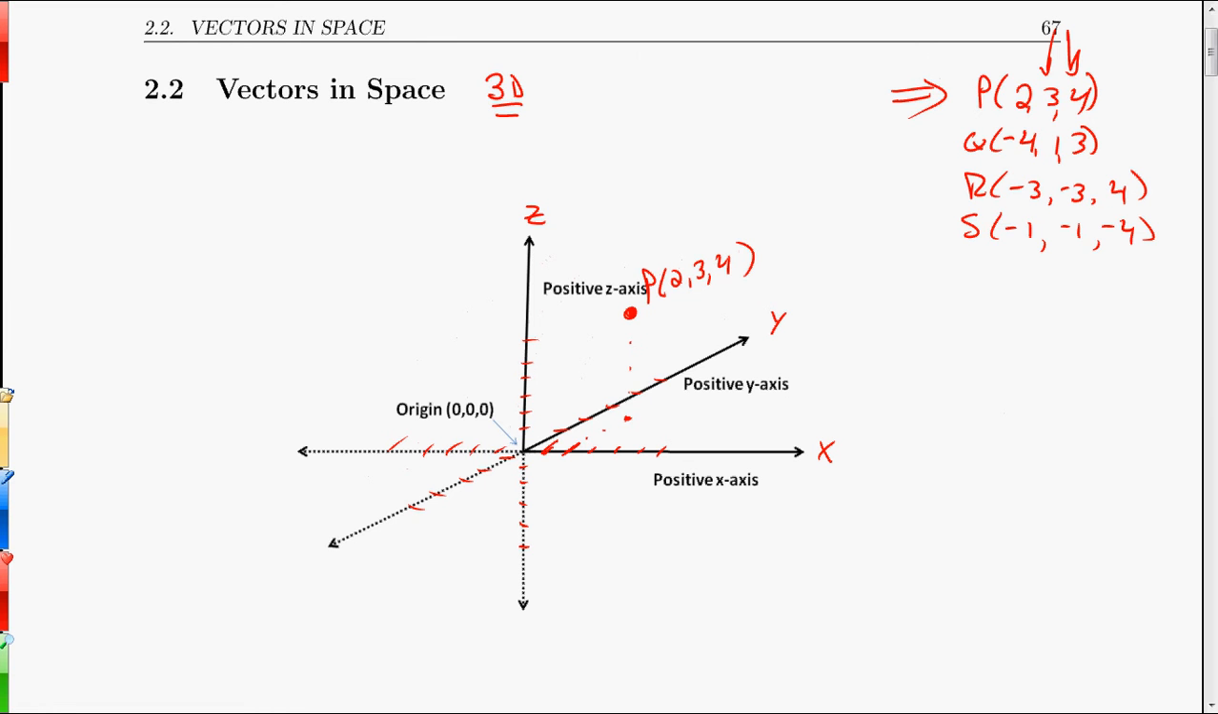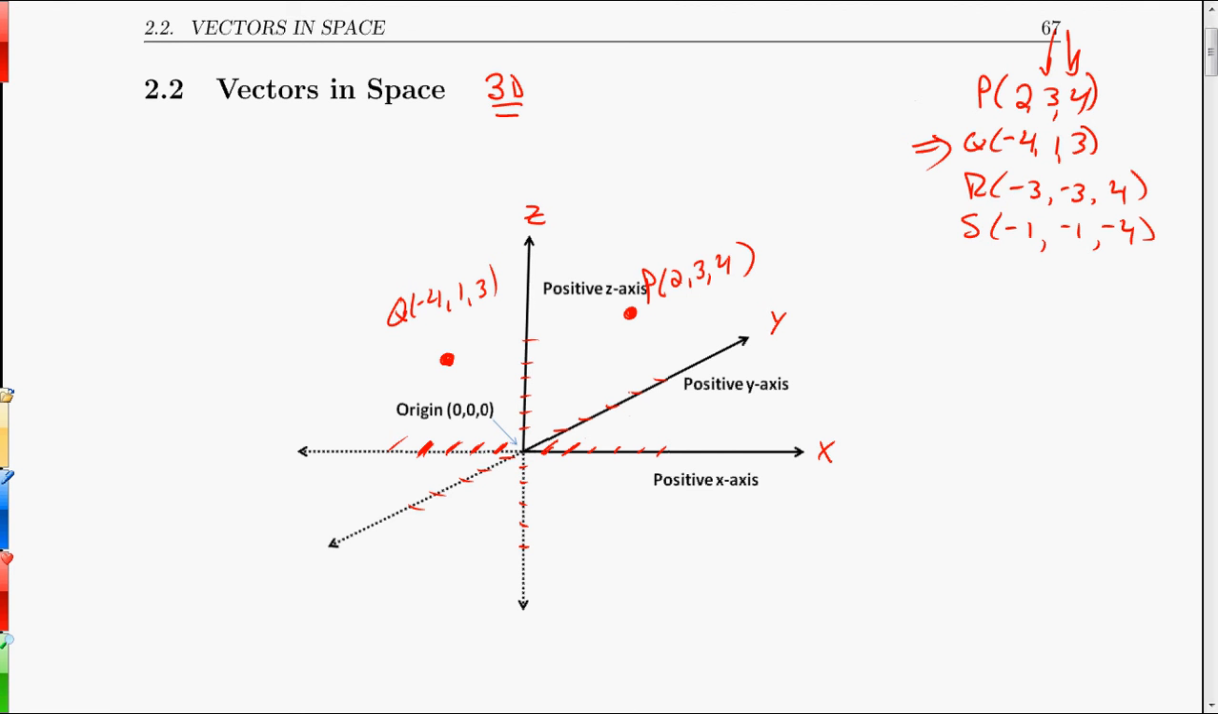And I'll erase some of these dots that got me there. I don't want it to get too messy. So now let me plot the point Q, which is -4, 1, 3. So I'm going to go 4 in the negative direction along the x-axis. So that's 1, 2, 3, 4 in the negative direction. Then I go positive 1 in the y direction. And then 3, 1, 2, 3 in the positive z direction. So that gives me my point Q, which is -4, 1, 3.